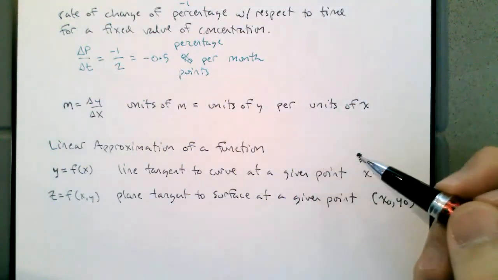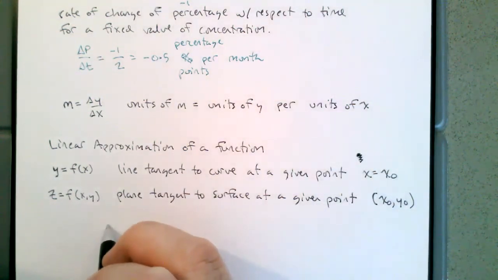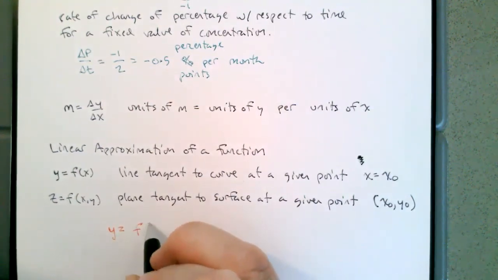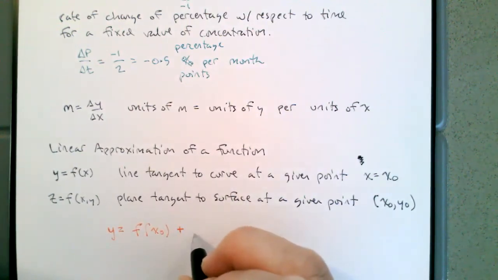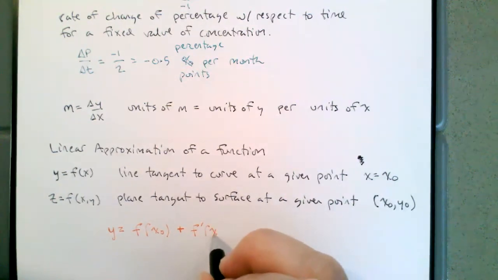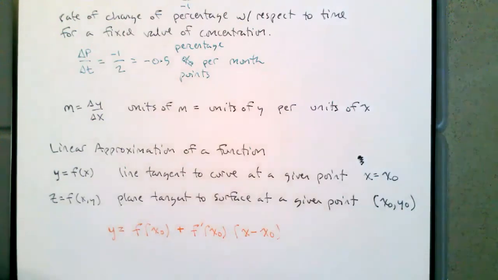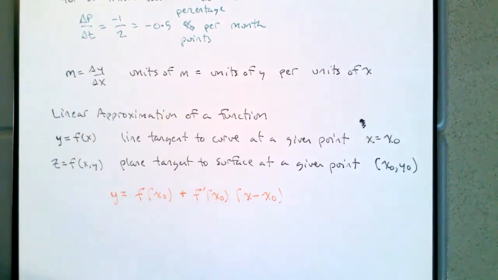So with the equation of the line tangent to a curve at a given point, we write y equals, we plug in the value of the function, so f at x naught. And then we'll write the slope, f prime evaluated at x naught, times x minus x naught. So here's the point slope equation. This is the line that goes through the point x naught, f at x naught, and has slope f prime at x naught.